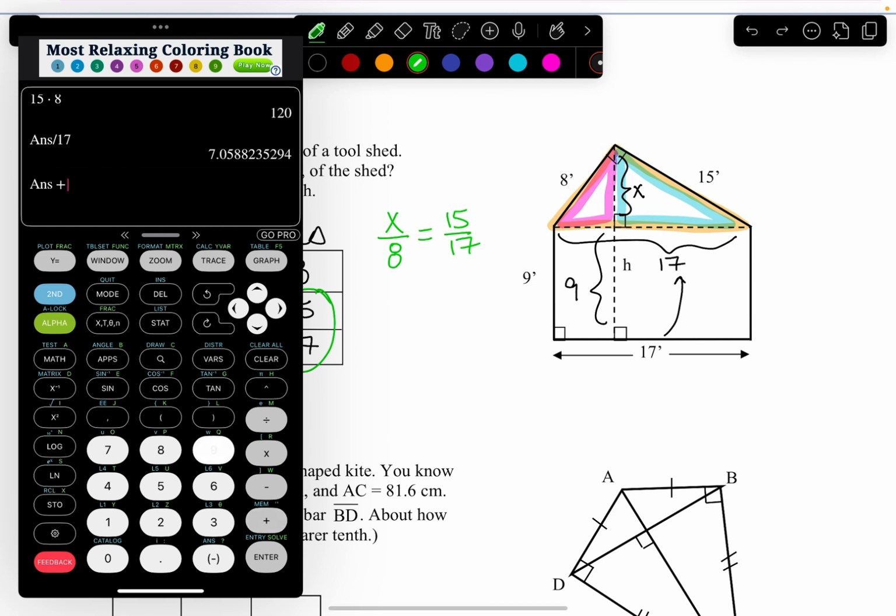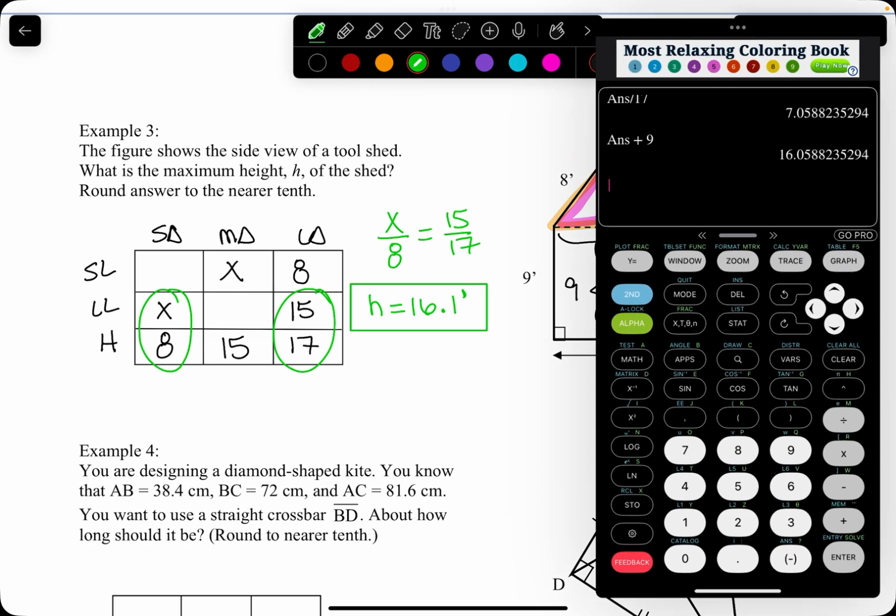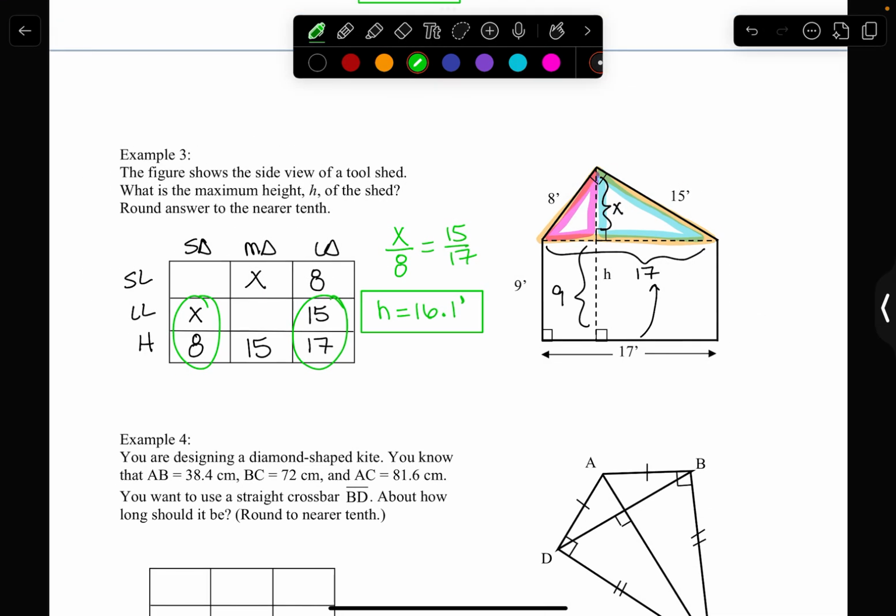And then I'm going to add the 9 feet that are at the bottom part of the shed. And I'm going to get a total height of my shed as 16.1 feet. It said round to the nearest tenth, so that is me rounding to the nearest tenth. And I'm going to say go away. All right.